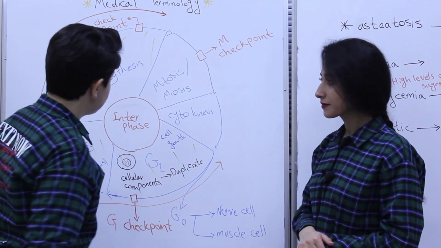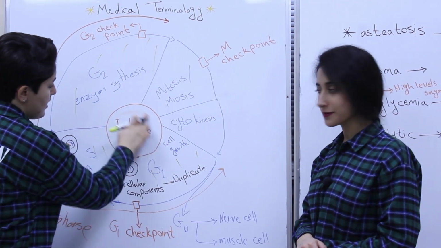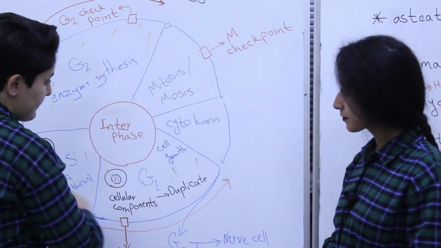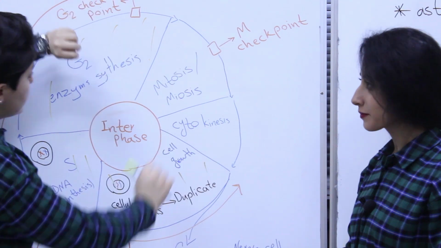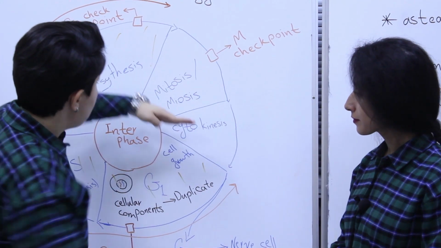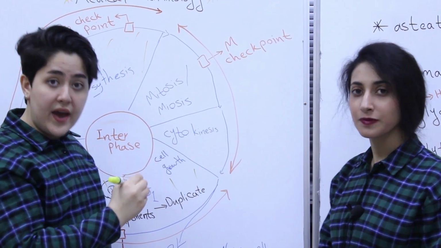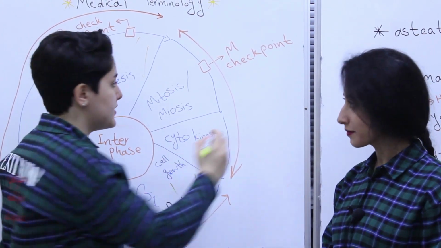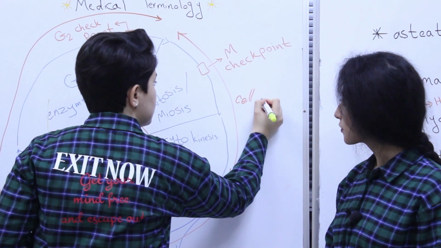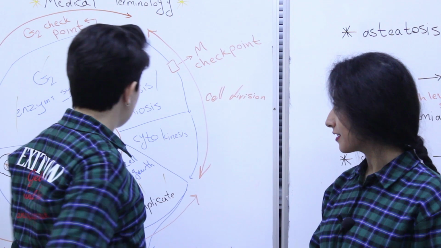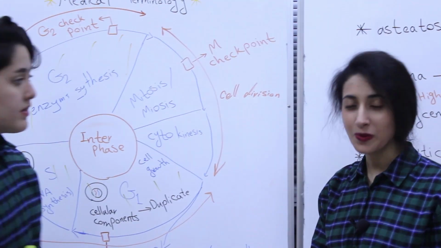Interphase. That's why here we wrote interphase. It means that this large part. What about this? Here it is the mitotic phase, or cell division. So in interphase we don't have any cell division. Yes? No, we don't have.